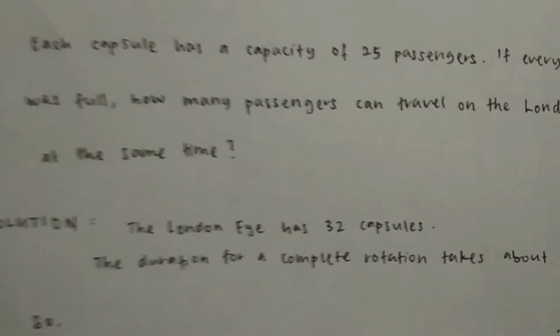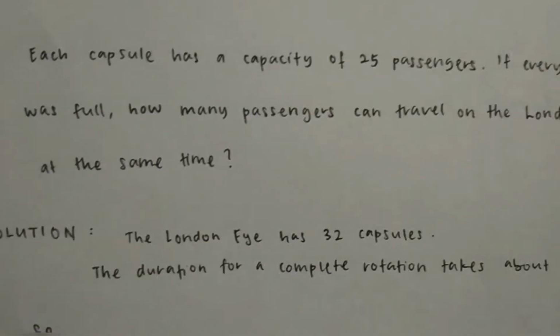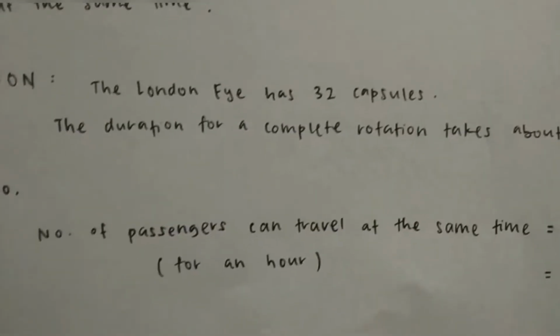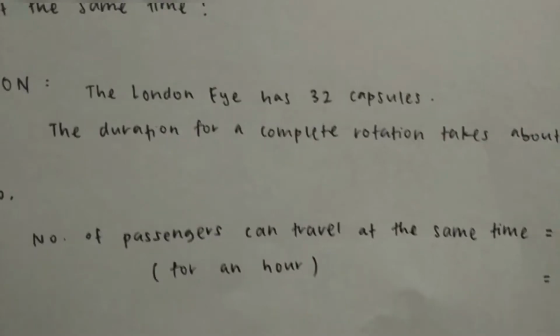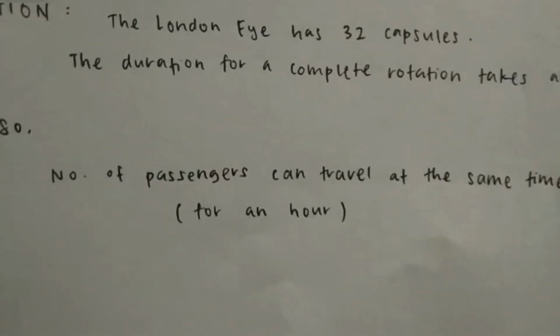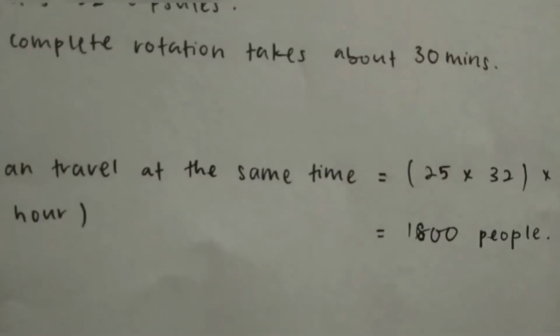Each capsule has a capacity of 25 passengers. If every capsule was full, how many passengers can travel on the London Eye at the same time? So the solution is, since the London Eye has 32 capsules and a complete rotation takes about half an hour, the number of passengers that can travel in an hour will be 1,600 people.